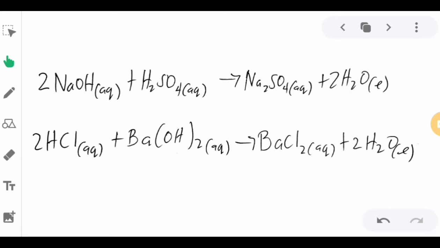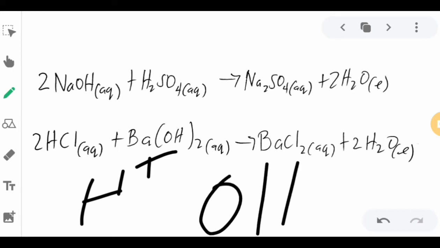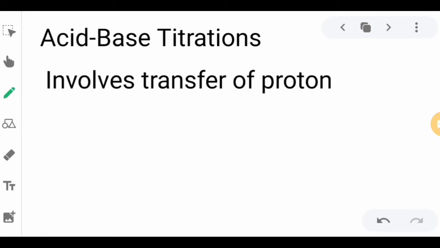So remember that in calculations involving acid-base titrations, regardless of the acid or base that takes place in the reaction, keep in mind that the total number of moles of hydrogen ions, H+, that have reacted at the equivalence point must be equal to the total number of moles of OH- ions. So they must be equal. So you have to balance your equation. And remember that acid-base titrations involve transfer of protons.